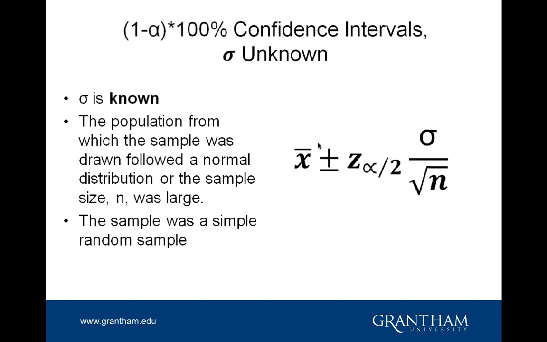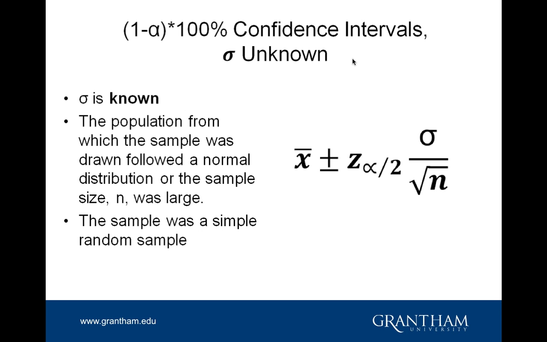Again, there's a typo on this slide. It's a 1 minus alpha 100% confidence interval if sigma is known, and that's evident by the requirements listed on the left side of the slide. Sigma is known, the population is normal, the sample is taken from a simple random sample, and if the population isn't normal, then at least the sample size is large, which means that it's greater than 30.